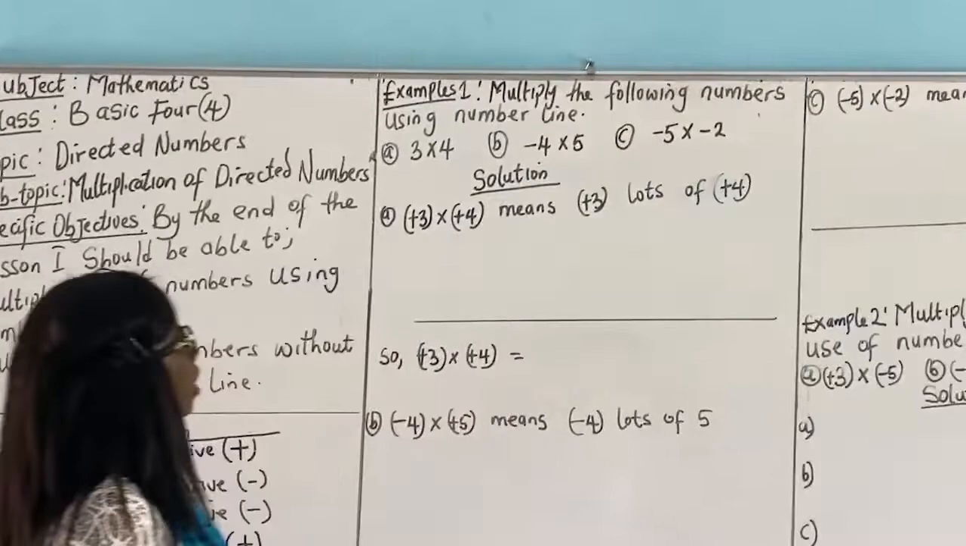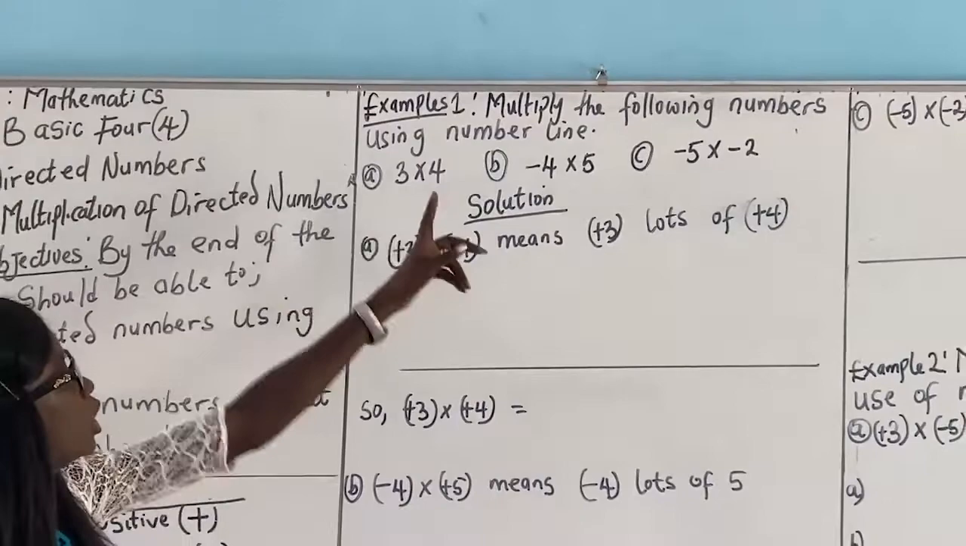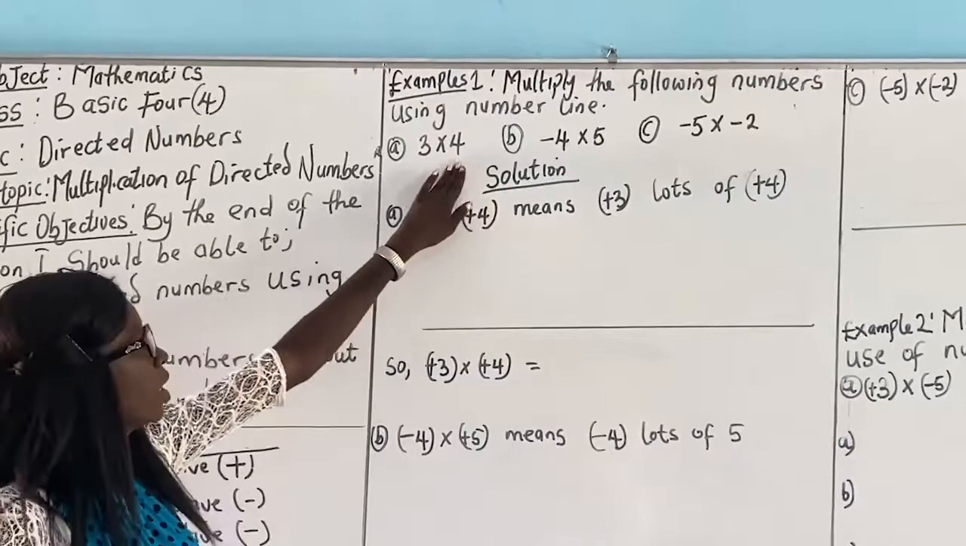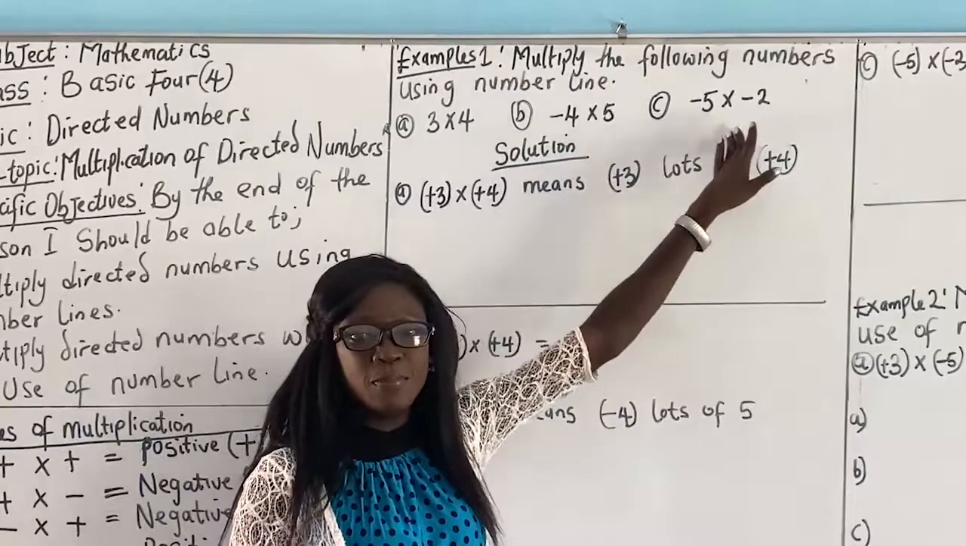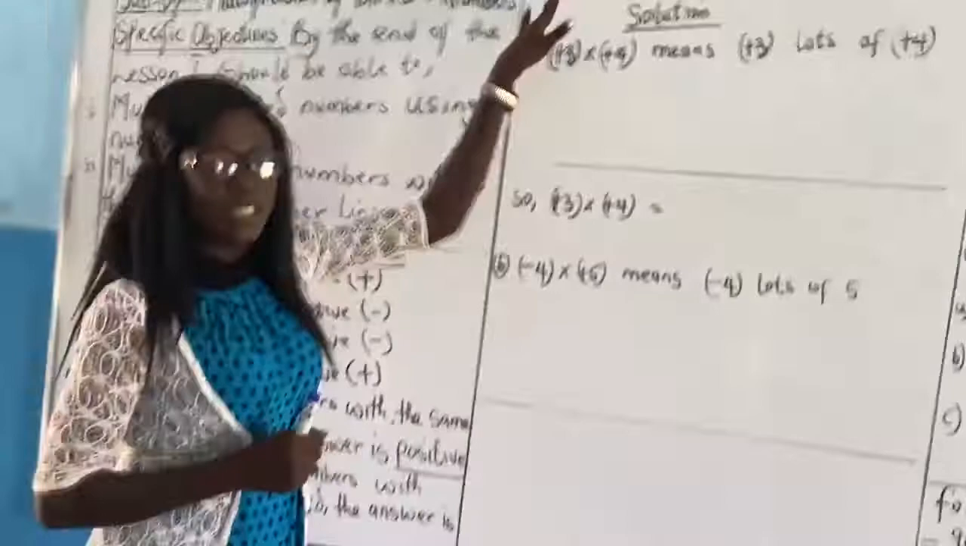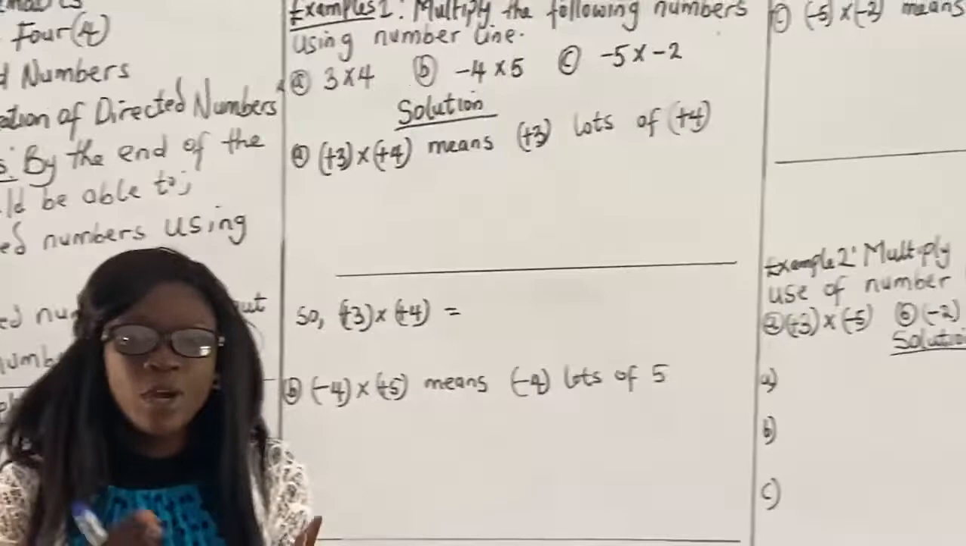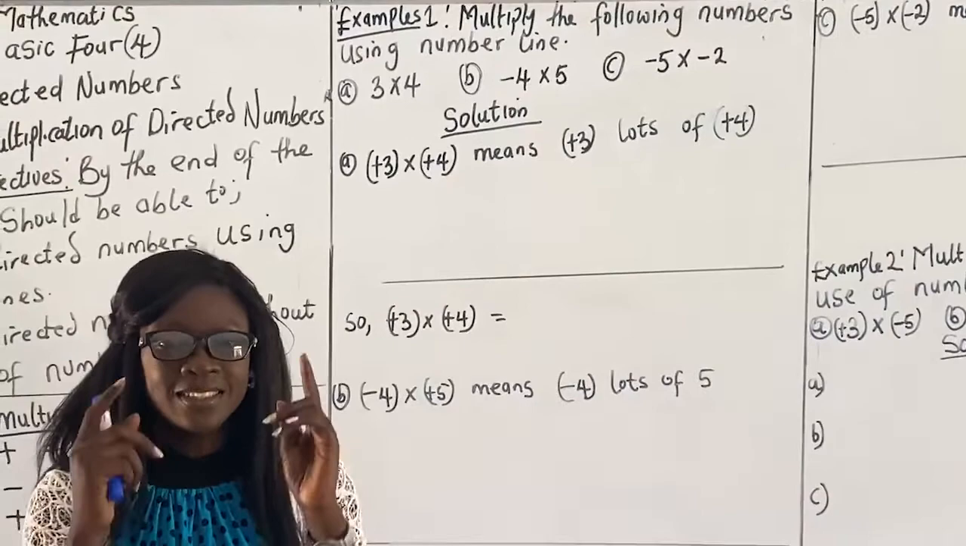All right, let's see our example. We have example one. Multiply the following numbers using number line. The first one is 3 multiplied by 4. Minus 4 multiplied by 5. Minus 5 multiplied by 2. Now, let's see the solution. So it said using number line. So in directed numbers, what is very important when we are multiplying directed numbers is to consider the sign. The signs will help us in multiplying directed numbers.